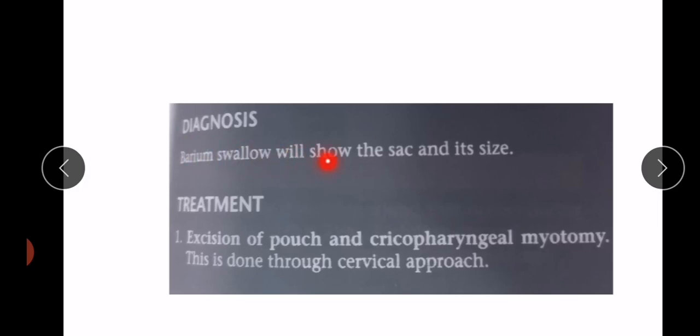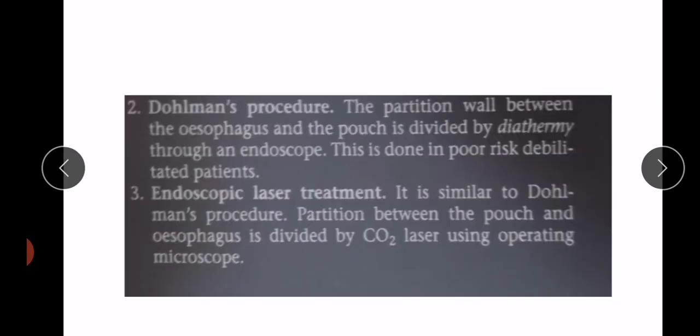Diagnosis depends on barium swallow that will show the sac and its size. Treatment: the first one is excision of pouch and cricopharyngeal myotomy done through the cervical approach. Then Dohlman's procedure: the partition wall between the esophagus and the pouch is divided by diathermy through an endoscope. This is done in poor risk debilitated patients.